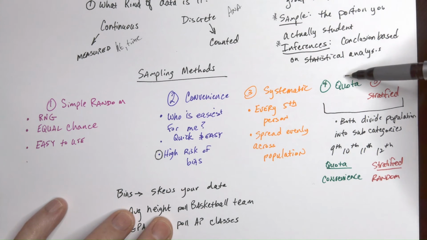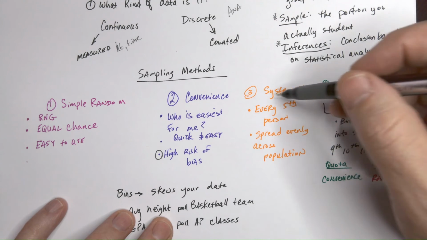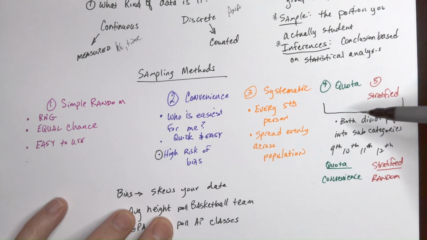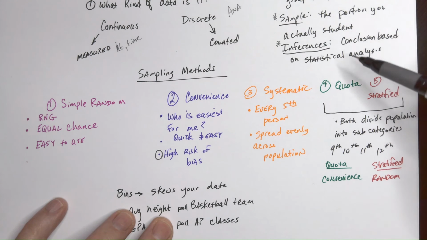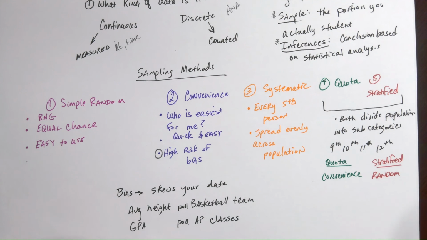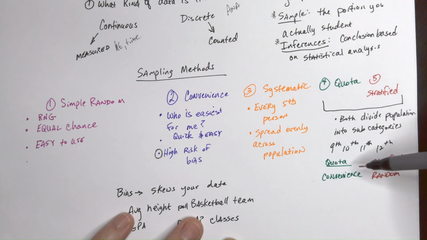Okay, so the last two, quota and stratified. The thing that makes these two different from every other one is they're a little more careful, because what they do is take the entire population and break it into subcategories. Like if you're dealing with school populations, you might break them into freshman, sophomore, junior, and senior. And then within those groups, you create a sample of each of those subgroups to make your sample of the population.